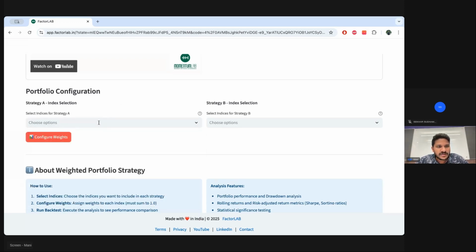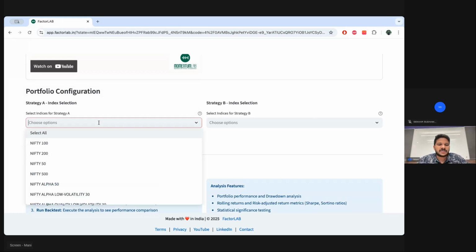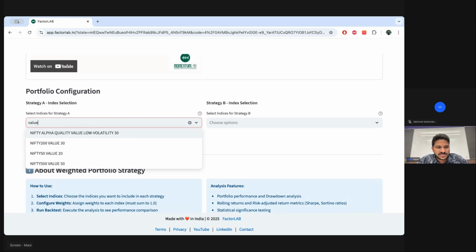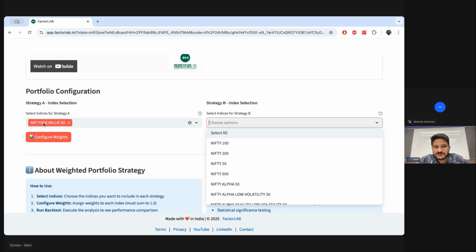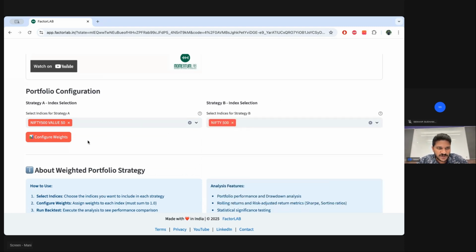Let me demonstrate some of the concepts that Shekhar has mentioned, and put them into practice through an example. I'll start off with one index. Let's say I take value. You can just type value here and you'll see all the indices that are related to value. I'm going to pick Nifty 500 Value 50 here. Since we are looking at Nifty 500, I'll compare that with its benchmark, which is Nifty 500.